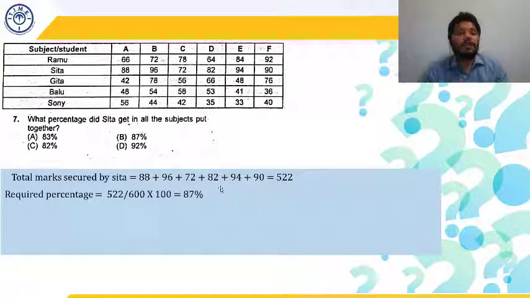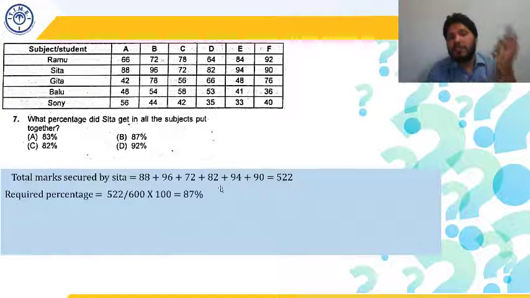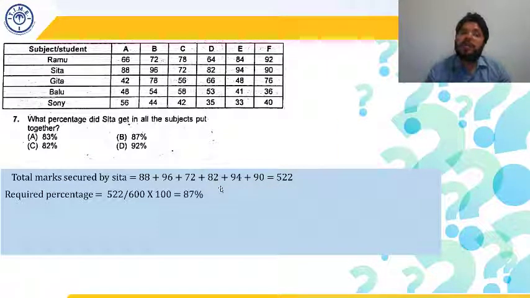And one more method is there to solve this question rather than summing up all the marks. Can we do it in reverse order? How? We know the total marks of all the subjects is 600, and Sita scored 88 marks in subject A. So how many marks of Sita were deducted in subject A? It is 100 minus 88, which is 12. In subject B, it is 100 minus 96, which is 4. So 12 plus 4 will become 16. In subject C, it is 100 minus 72, which turns out to be 28.